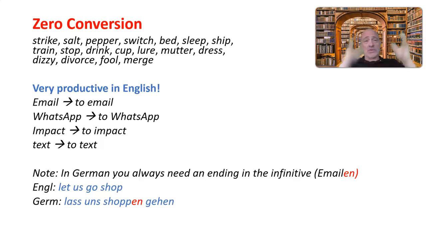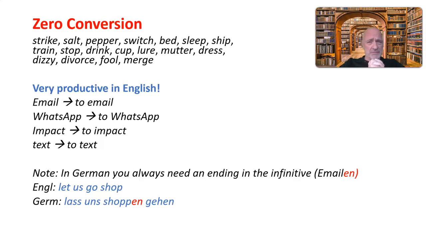Historically speaking, loads of zero conversions. Strike, salt, pepper, switch. To butter, to butter a toast, or something like this. Okay, to ship, something like that. Okay, to pepper. Here we go. All these are zero conversions, which is only possible if you don't have any endings anymore. If you have endings, this cannot be done.